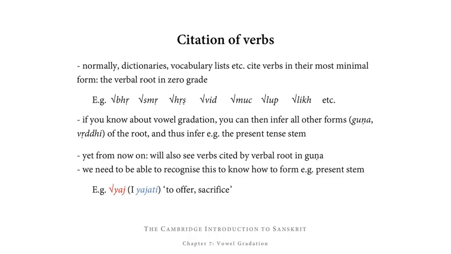I can tell because it contains an a, and a zero grade contains zero a, so this obviously is not the zero grade of the root. And if I can see that yaj already is cited in guna, I can understand why its present tense form is yajati, where I have, once again, the verbal root in guna, yaj, and I add a, and I add my personal endings, mi, si, ti, and so on. So on the basis of yaj, I get yajati, he, she, or it offers or sacrifices.